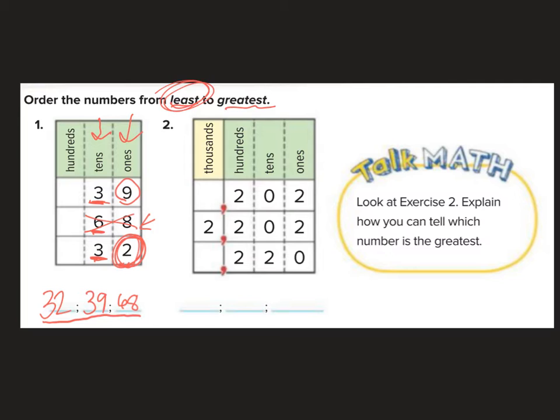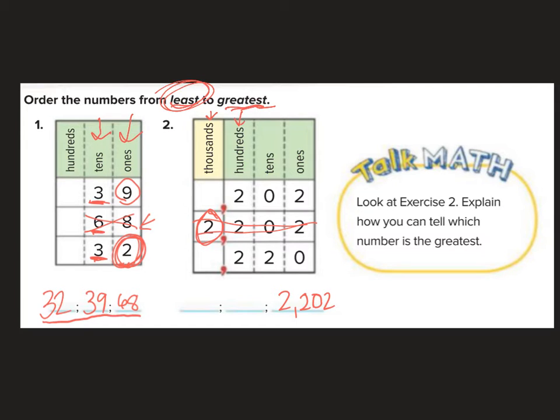All right, let's do this next one. We have the thousands place. Only one has the thousands, so we know that's going to be the greatest. 2,202. Okay, so we can cross that one off. We've already did that one.